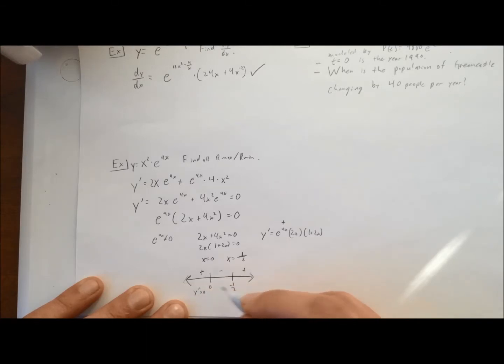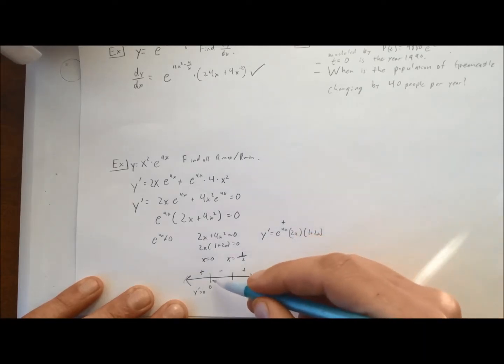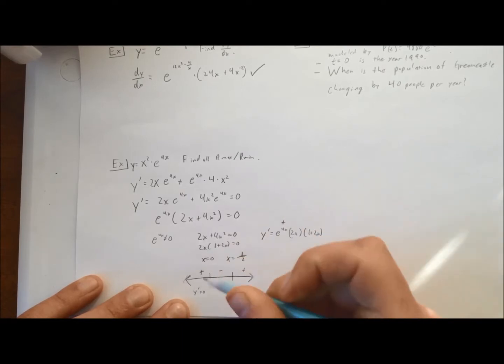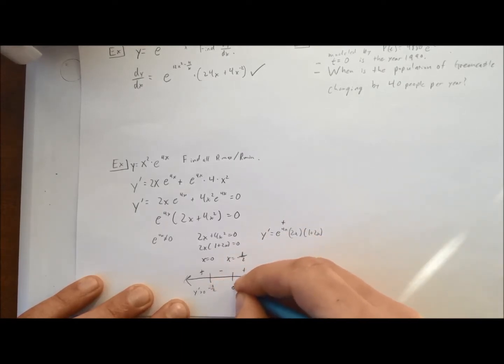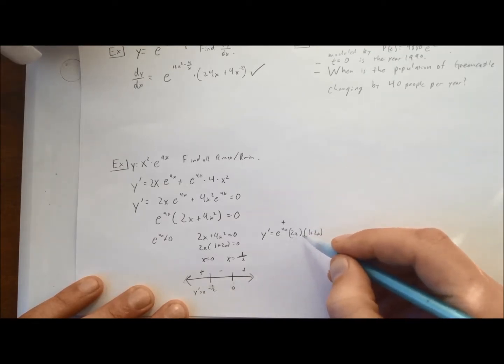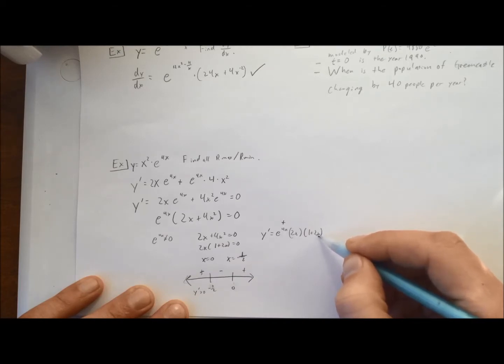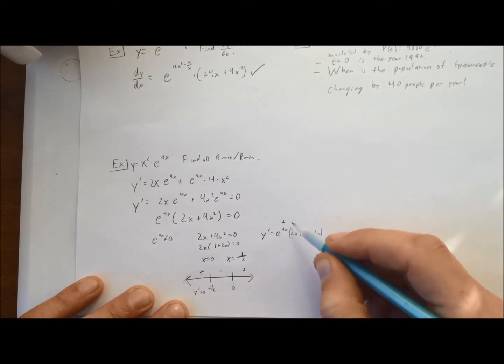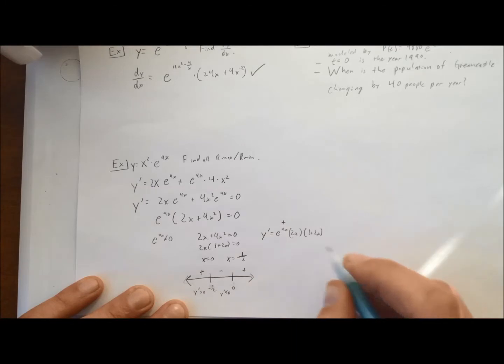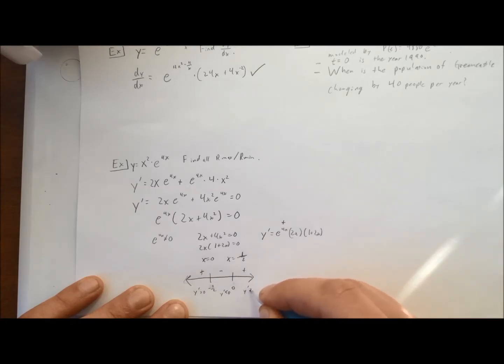So y prime is greater than 0. Oh, I got those backwards, don't I? If I check a number between negative 1/2 and 0, like negative 1/4, that's going to be negative and that's going to be positive. So a negative times a positive gives us a negative. So y prime is less than 0. And y prime, we already checked this one, is greater than 0 here.